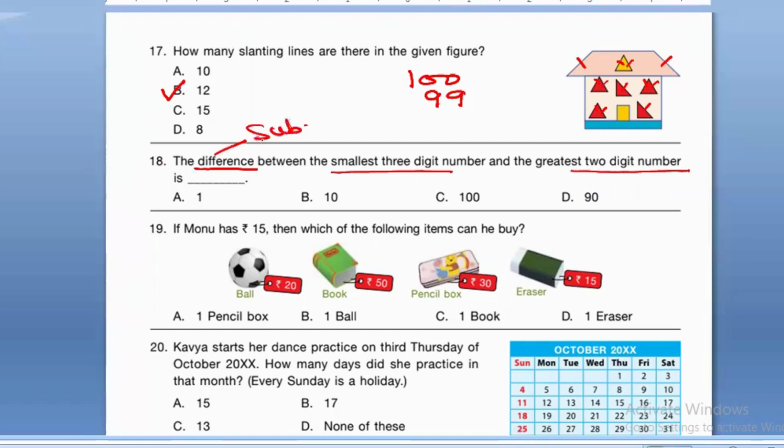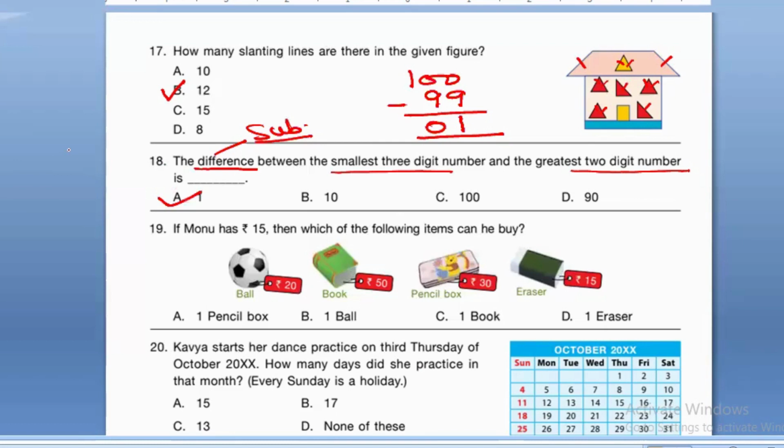Difference means subtraction. And when we are subtracting 99 from 100, what are we getting? We are getting 10 minus 9 is 1, then 9 minus 9 is 0. So we are getting 1. So what should be the correct answer out of the given options? Option A, which is 1, is our correct answer.